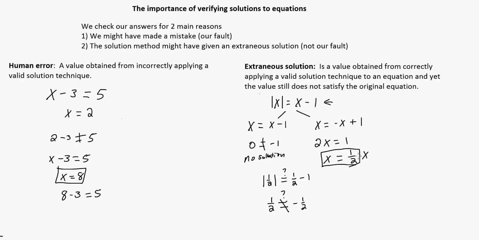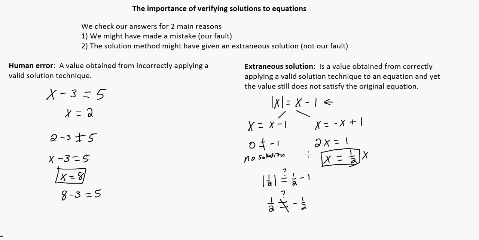And the main distinction between a human error and an extraneous solution is, in this one I could go back and see something that I did incorrectly according to the procedure. I was supposed to add 3, I really subtracted 3. Here I followed the procedure to a T. The answer I came up with did not satisfy my original equation. So extraneous solutions are dependent on your solution technique.